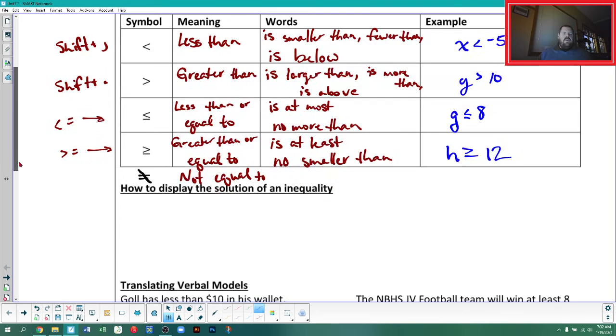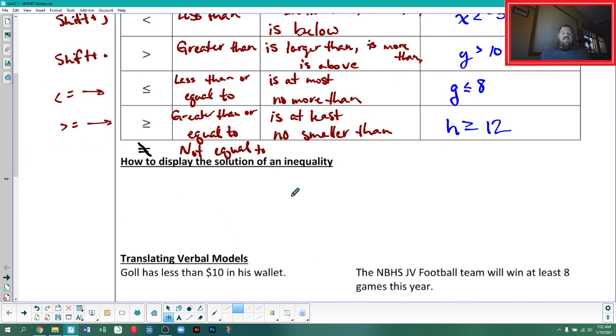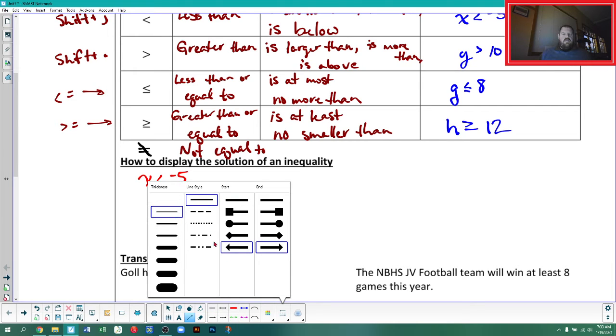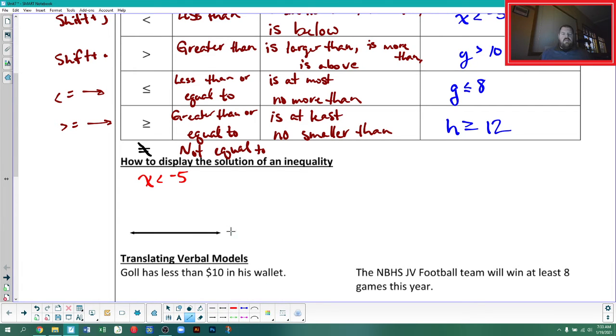So then we get to a point where we want to talk about how to display the solution of an inequality. And sure, it's great to know, let's use our top one, that x is less than -5. Like that's some good information. But what does that look like? Okay, what does that look like? So we're going to go over two different possibilities here. So let me get a little setup going. And the way that we do it is that we use a number line most often.